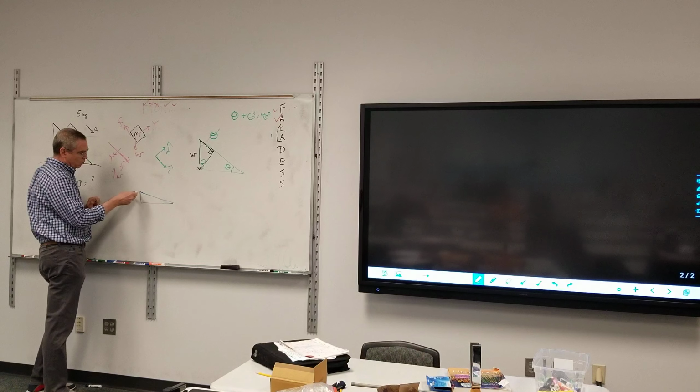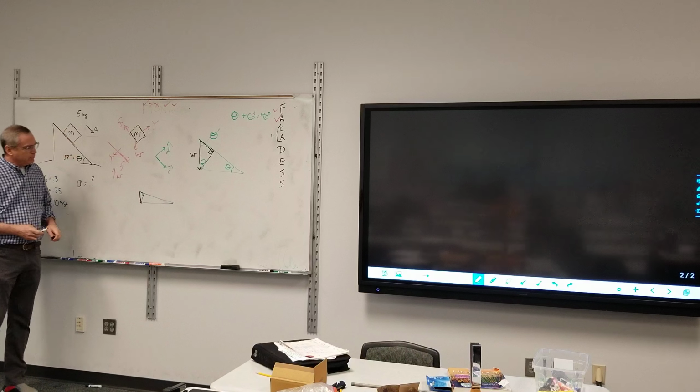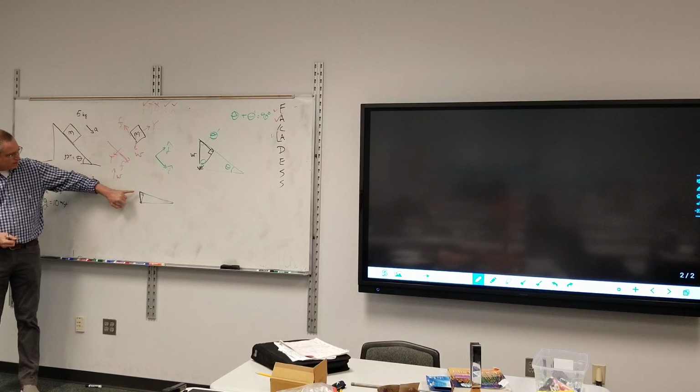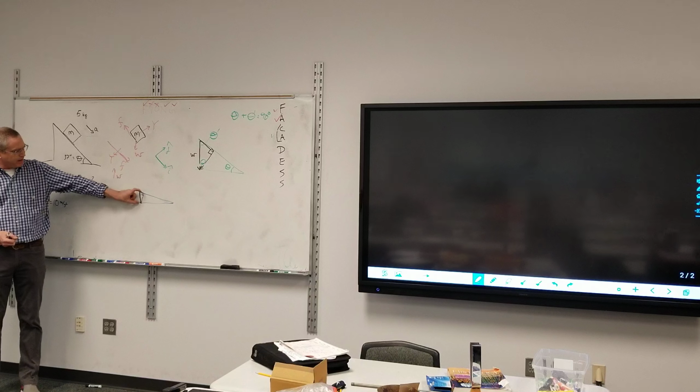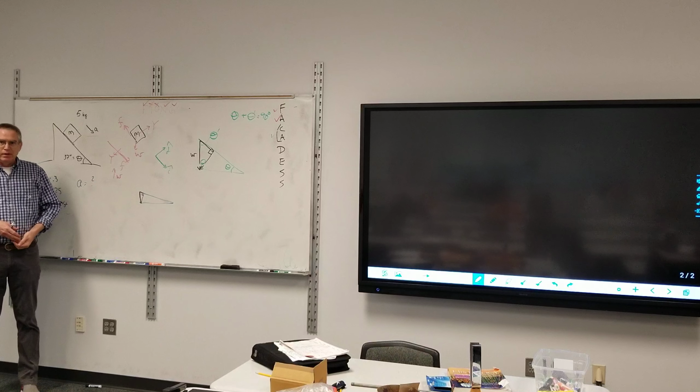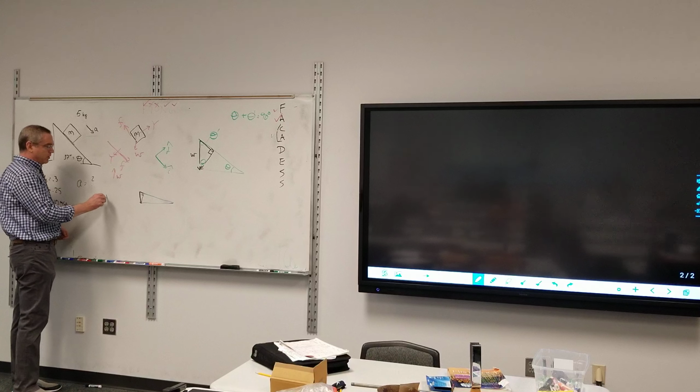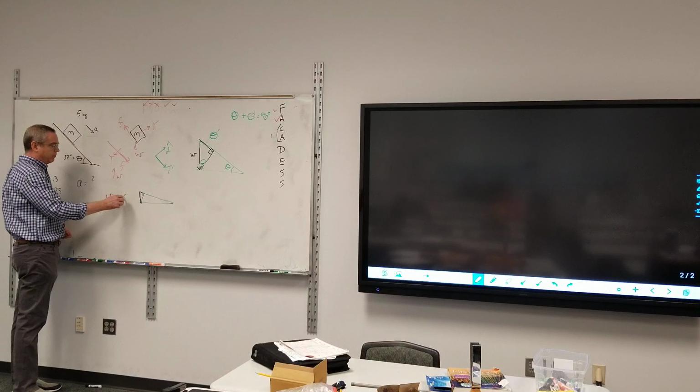I've got weight acting down. I'm going to break it up into a right triangle here. So clearly when I've drawn it this way, I've got my two sides here. One is clearly bigger than the other one. Well, one of them is going to be the weight times the cosine of theta, the other one's going to be the weight times the sine of theta.